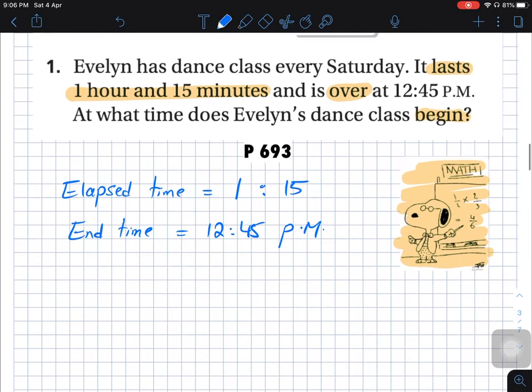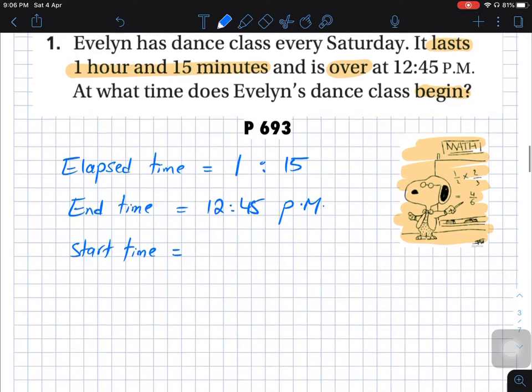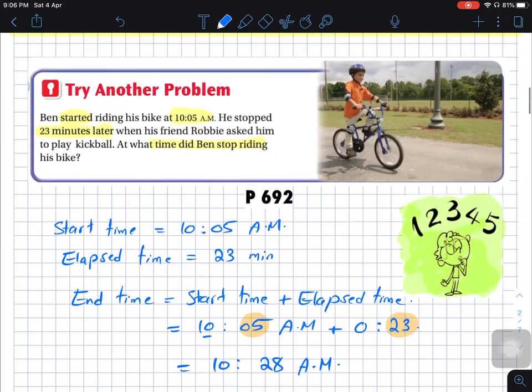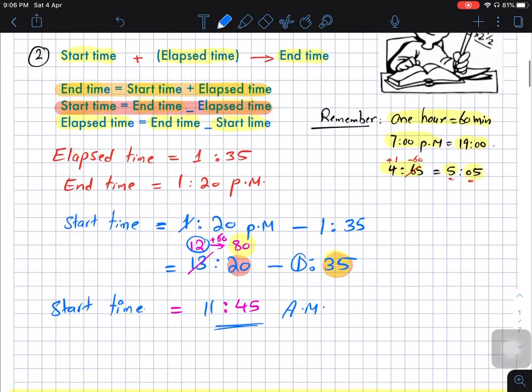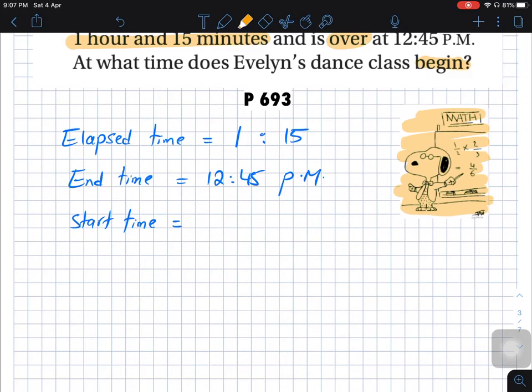At what time does Evelyn's dance class begin? Begin means start time. How can I find the start time, everyone? Tell me how can I make a connection between all of them? Go back again to find the elapsed time. To find the elapsed time is the third one: you have to subtract the end time minus start time. But we wanted to find the start time. So to find the start time, subtract end time minus elapsed time.